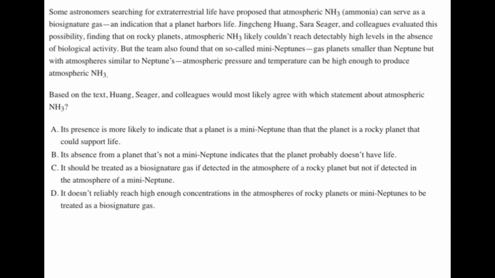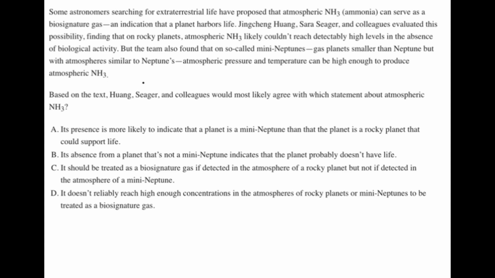Some astronomers searching for extraterrestrial life have proposed that atmospheric ammonia can serve as a biosignature gas, an indication that a planet harbors life. Jincheng Huang, Sarah Seeger, and colleagues evaluated this possibility, finding that on rocky planets, atmospheric ammonia likely couldn't reach detectably high levels in the absence of biological activity. But the team also found that on so-called mini-Neptunes, gas planets smaller than Neptune, but with atmospheres similar to Neptune's, atmospheric pressure and temperatures can be high enough to produce atmospheric ammonia.